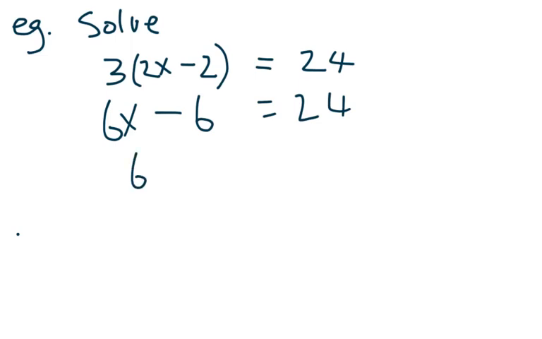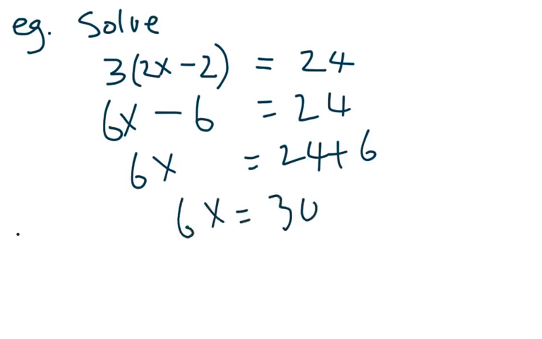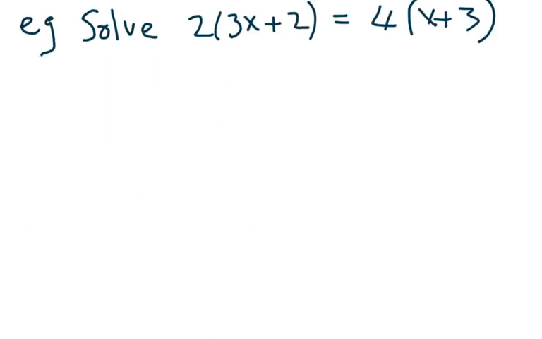So I'm going to get 6x is equal to 24 plus 6. I added 6 on the left-hand side. And I added 6 on here. When I added 6 on here, it cancels this out. So minus 6 plus 6 is 0. So I didn't bother writing it down here. Now I'm going to get 6x is equal to 30. And x is equal to 5. So that's the solution to there. Multiplying out. Let's have a look at the next one.